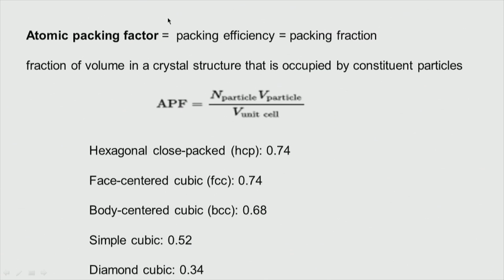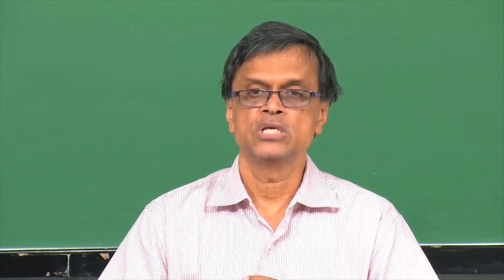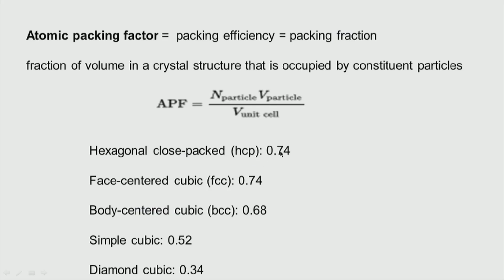Okay. There is something called atomic packing factor. It is also called packing efficiency or packing fraction. That means fraction of the volume in a crystal that is occupied by the atoms. That means 1 minus that fraction will give you what is a void space. If the void space is minimum, then it will be a very strong crystal. If the void space is maximum, it is like a porous material, so the strength is much lower. So the hexagonal close packed, if you take HCP, the atomic packing fraction is 0.74. If you take face centered cubic, packing fraction is 0.74. If you take body centered cubic, it is 0.68.